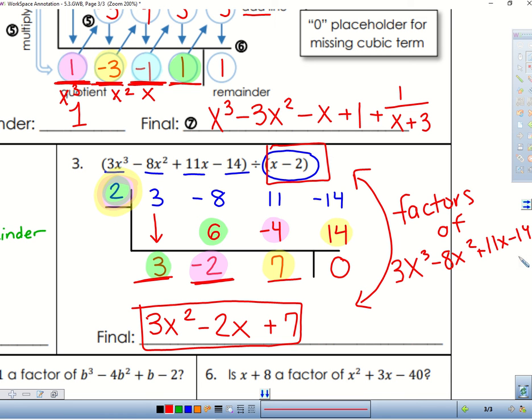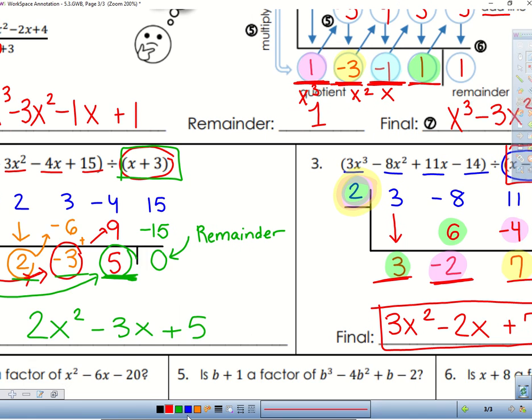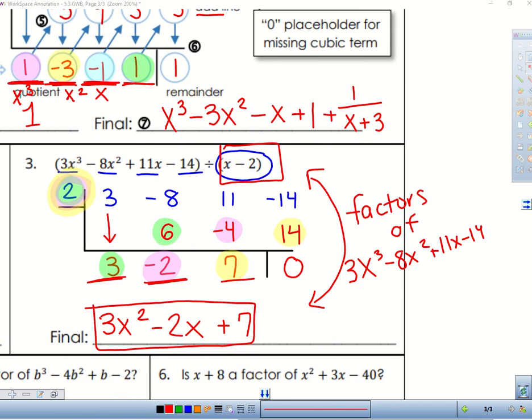Somebody's painting it. Okay. We ready to try another one? Wait, I don't got this. The number what? Like the number in front of the variable? That is correct. Okay.